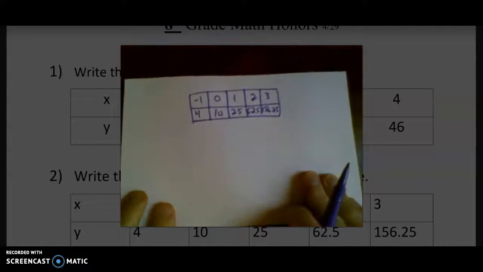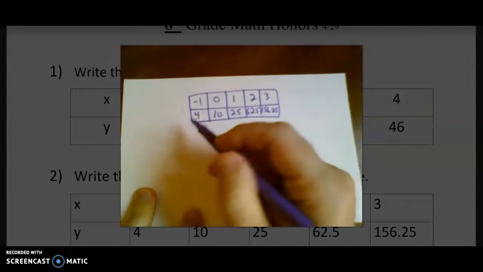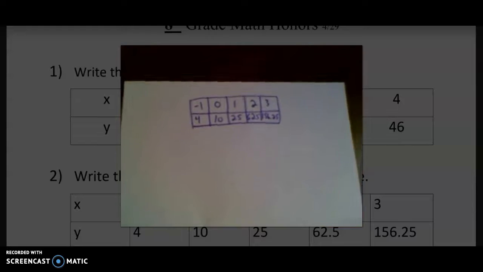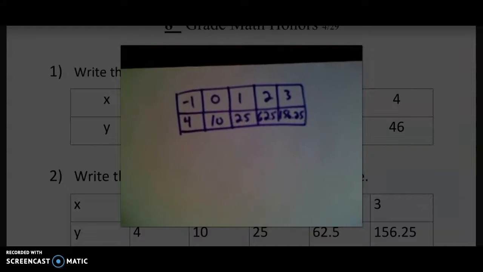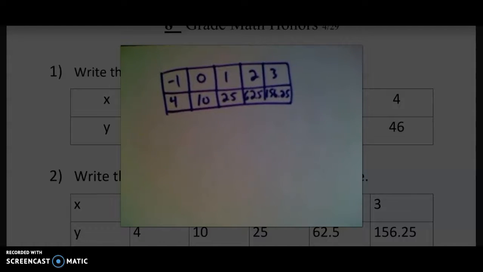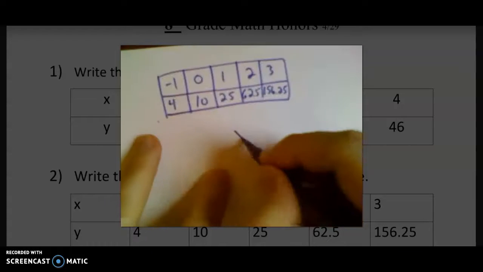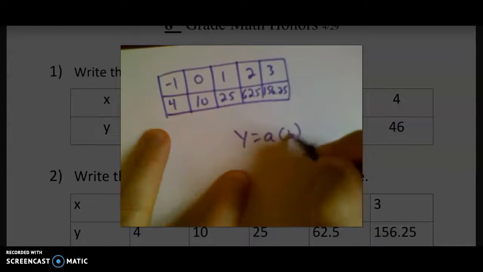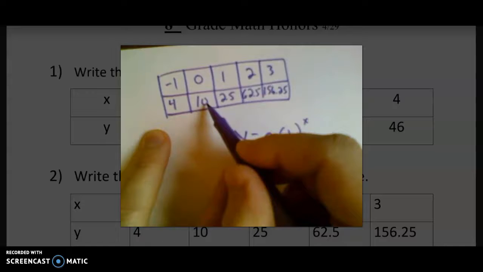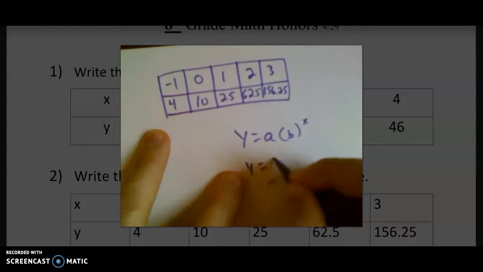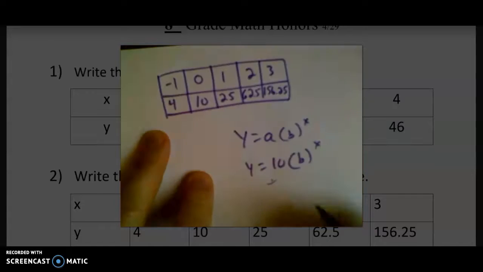The second problem looks like this. I ask you what the exponential equation is. And for the exponential equation, what you want to do is realize what you're multiplying by. So the form is y equals a times b to the x power. I do know the y-intercept, so it's y equals 10 times b to the x power.